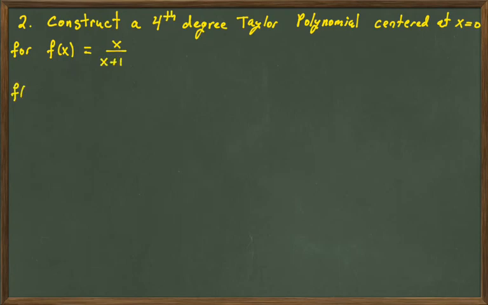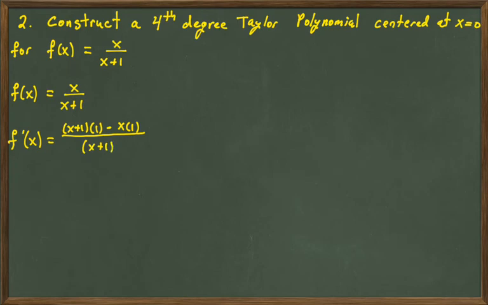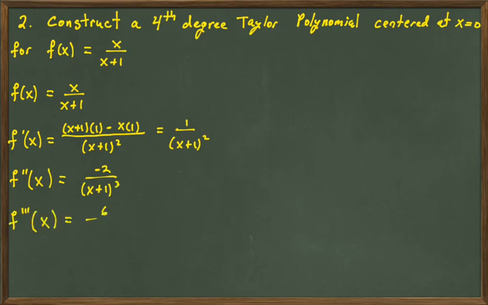Okay, so we're going to start off with f of x is equal to x over x plus 1. The first derivative is going to be x plus 1 times 1 minus x times 1, over x plus 1 squared, and so the first derivative will simplify down to 1 over x plus 1 squared. The second derivative will be negative 2 over x plus 1 cubed. The third derivative will be equal to 6 over x plus 1 to the 4th power, and the fourth derivative will be minus 24 over x plus 1 to the 5th power.